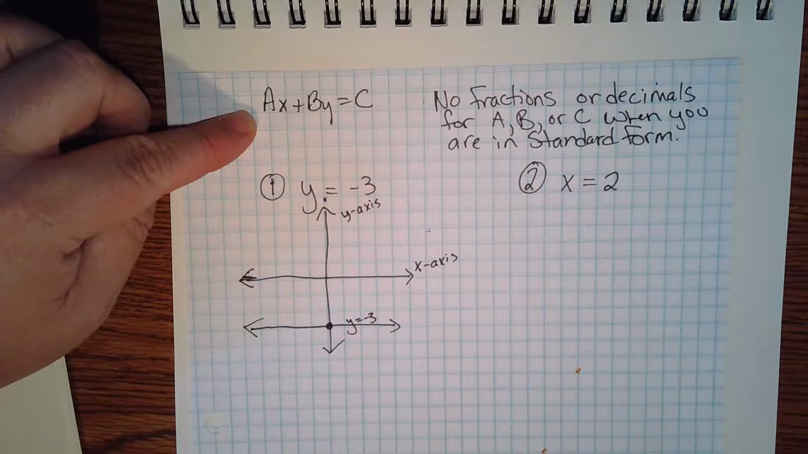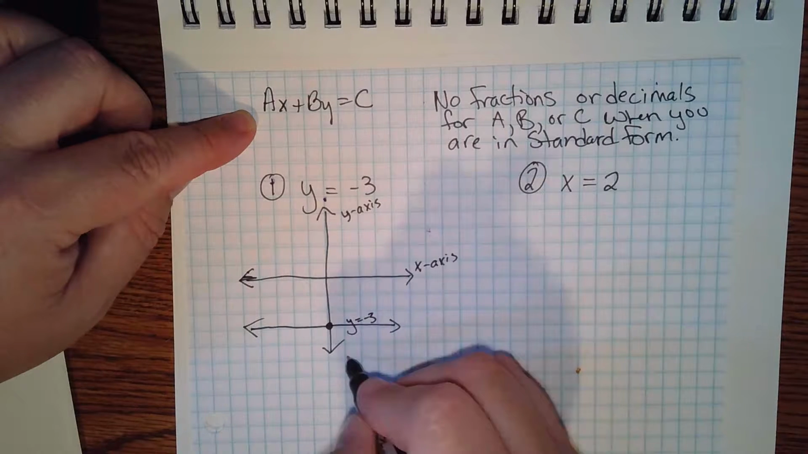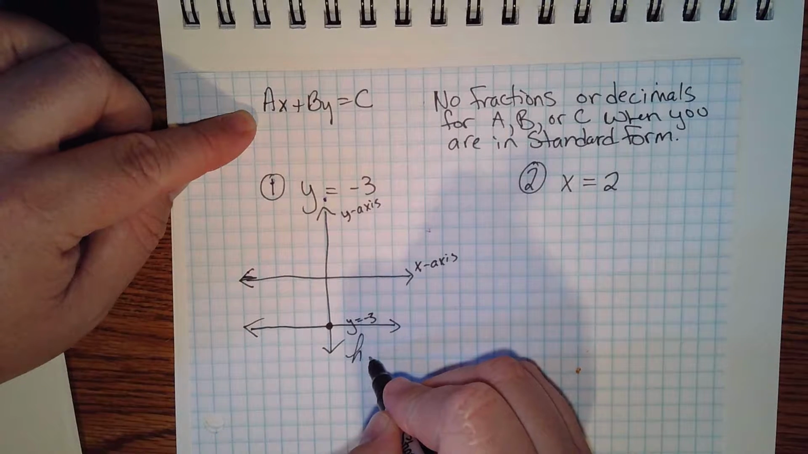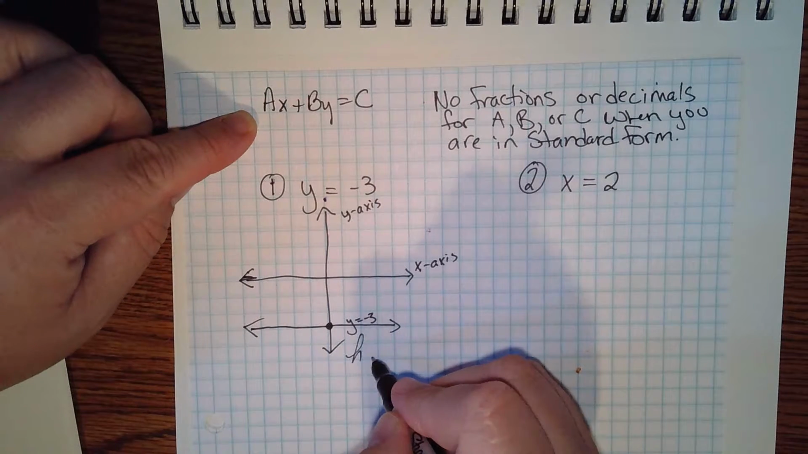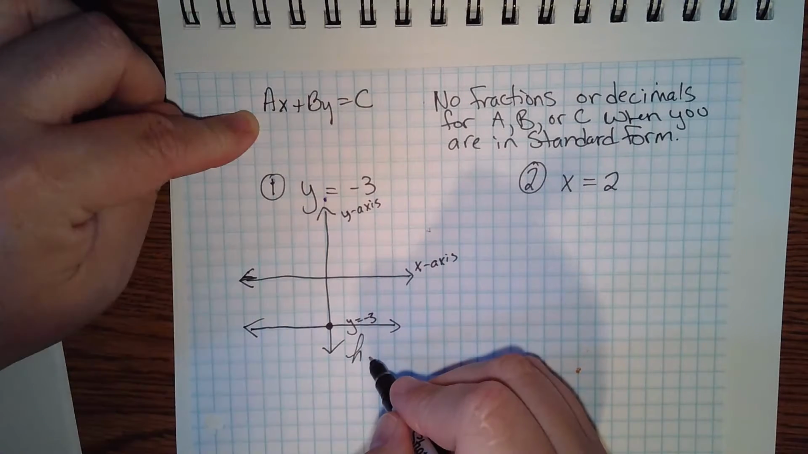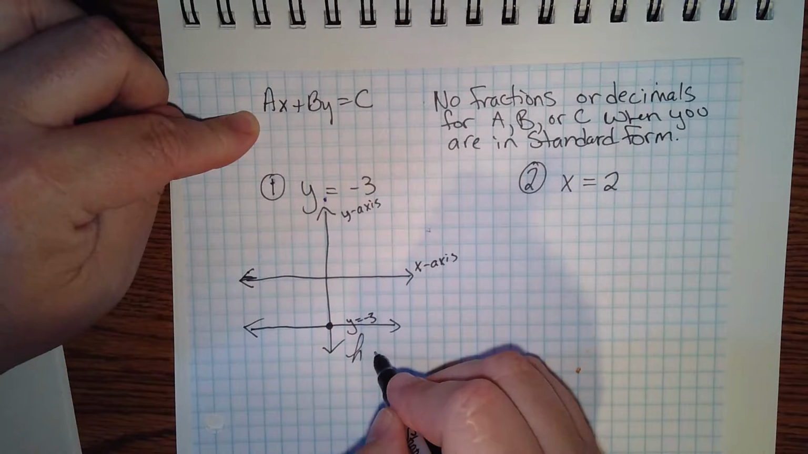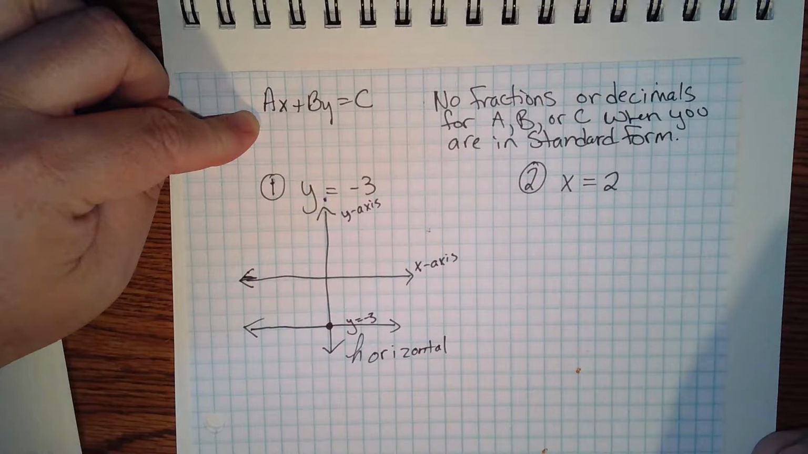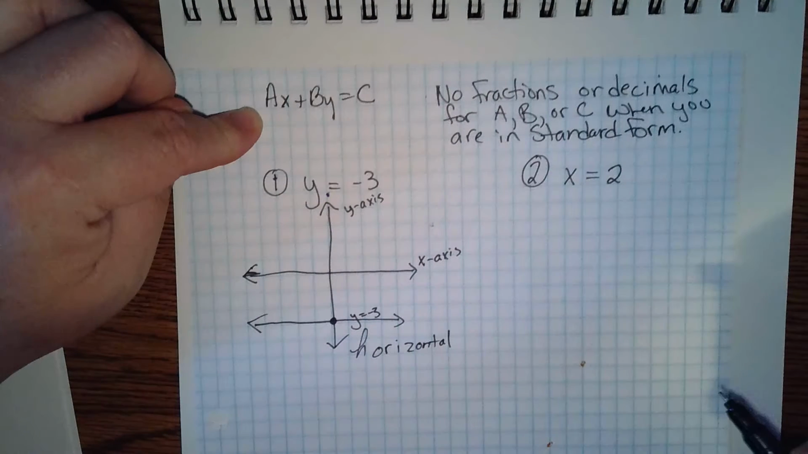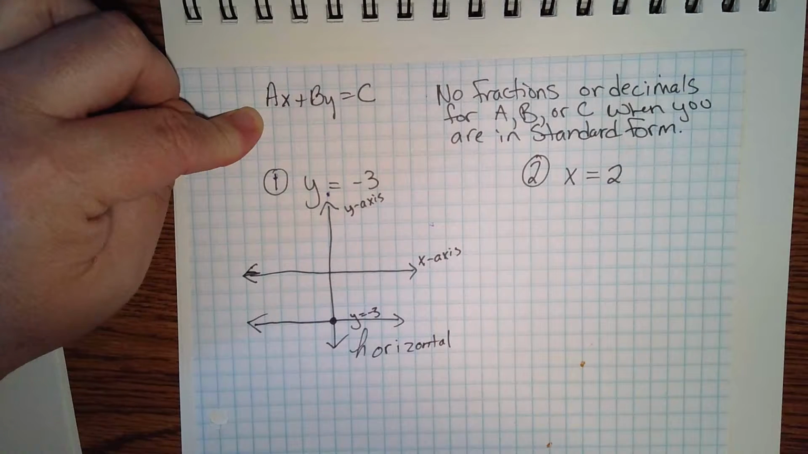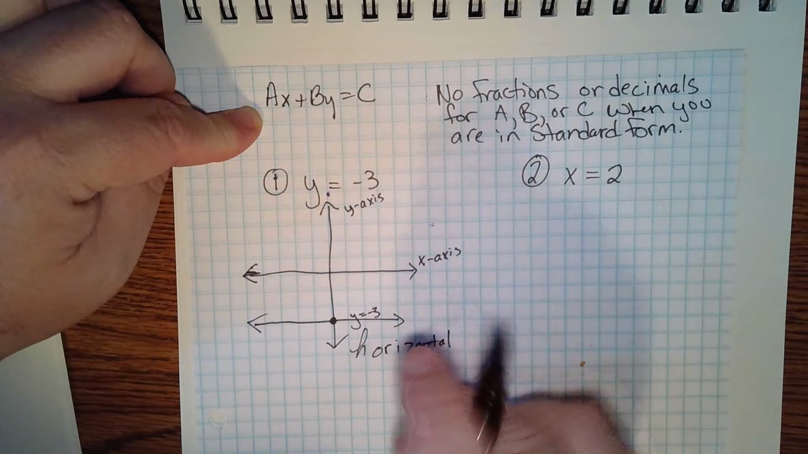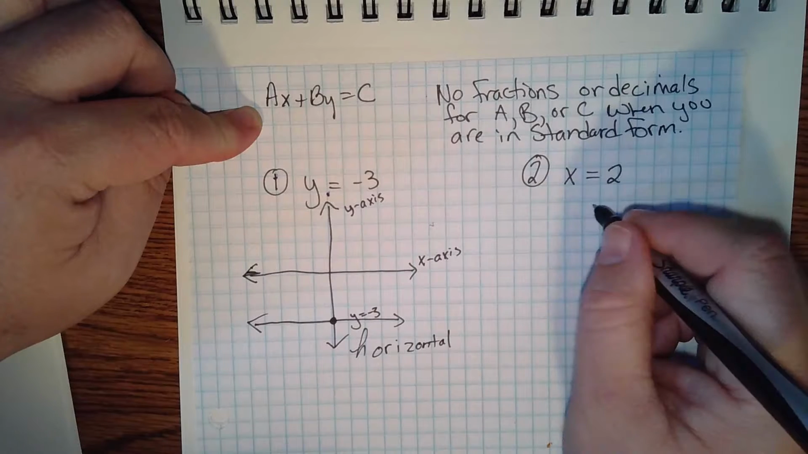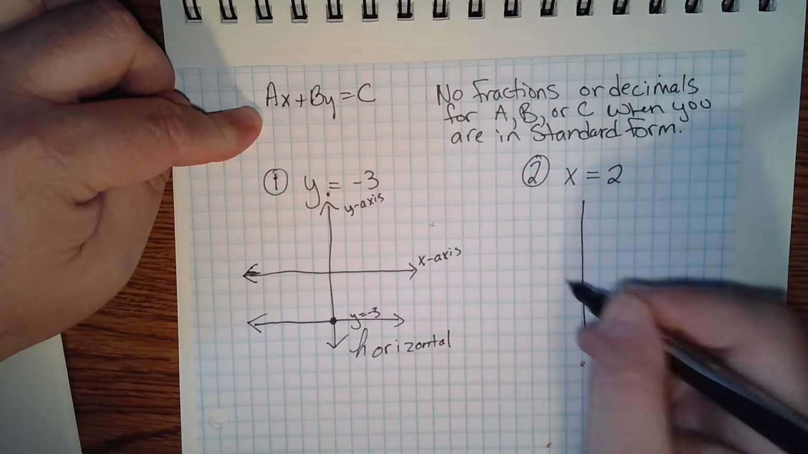So if this is graphed this way, this is called a horizontal line. Okay, so a horizontal line we have right here. And this one, if this is horizontal, then this one's probably going to turn out to be a vertical line. So let's graph it and prove it to ourselves.